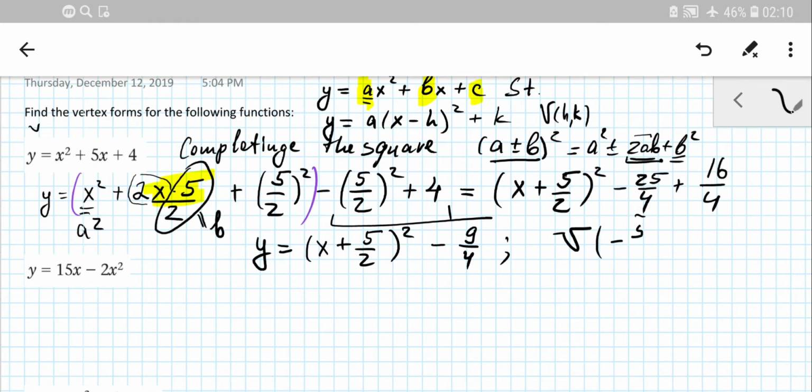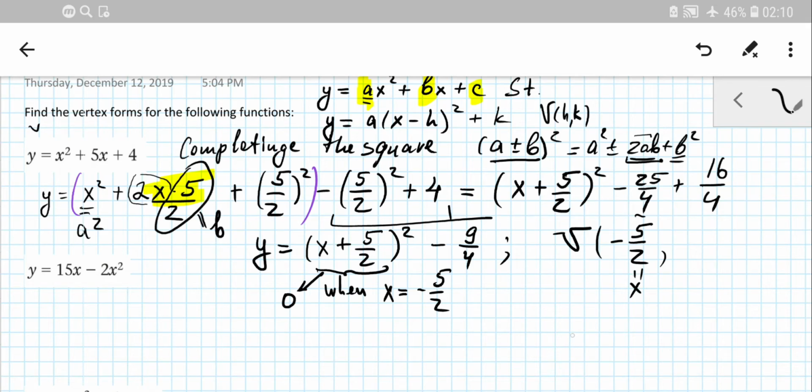And that's why h is negative 5/2. You can check yourself. If you put negative 5/2 in place of x, you need to have 0 here. So if you accidentally write positive 5/2 instead of negative 5/2, you won't get 0, right? So that's 0 when x is negative 5/2.